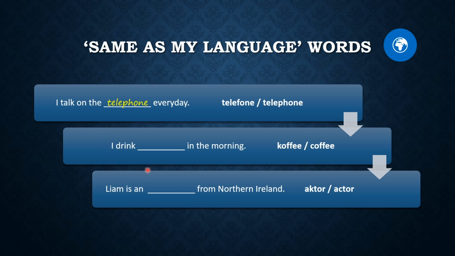Another example here, a very common one in your exam, is coffee. So I drink coffee with a C in British English. However, in many European languages, it is often spelled with a K. The third example here, Liam is an actor from Northern Ireland. Actor then has a hard C, K, actor. In some European languages, it may be spelled with a K.